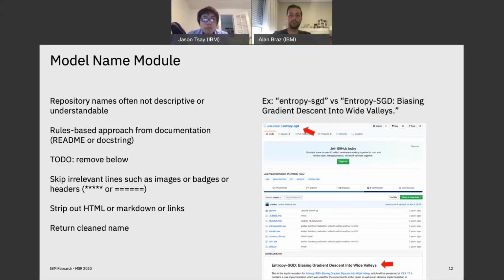So first, let's talk about the model name. Repository names are often not very descriptive or understandable. If you look on the right, we have an example of entropy-sgd, versus "entropy-sgd, biasing gradient descent into wide valley." Clearly one is more descriptive, and it tells you something about what this model does or how to use it. The way we do that is we use essentially a rules-based approach to clean up names from documentation and guess at what is a more descriptive name.